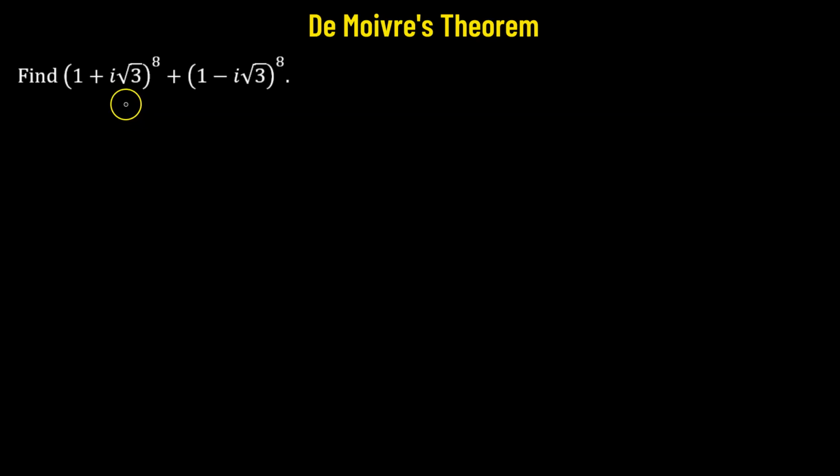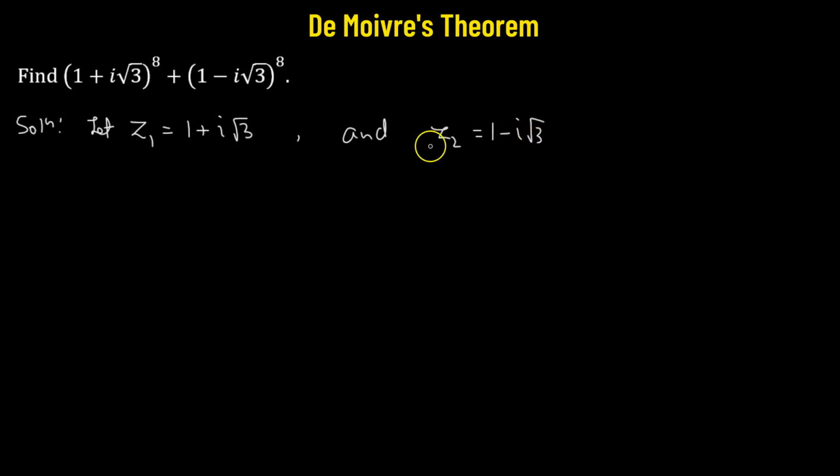We need to obtain the value of (1 + iota√3)^8 + (1 − iota√3)^8. So let's begin by first considering our complex number 1 + iota times square root of 3 as z1. We have z1 given by 1 + iota times square root of 3, and we will consider our second complex number 1 − iota times square root of 3 as equivalent to z2.